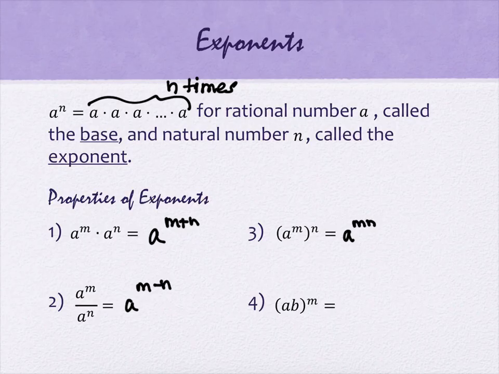And the fourth one has parentheses again, but it has 2 pieces inside. And there is a property here that feels like our distributive property. It's a to the m times b to the m. So we do have this sort of distribution of the power going across and showing itself like this.